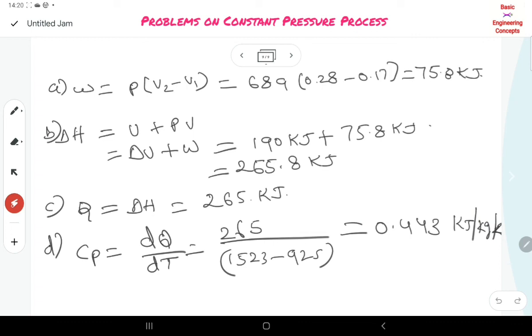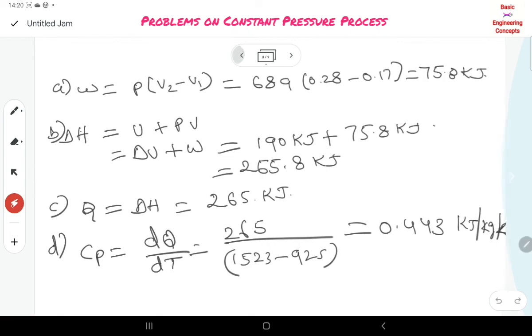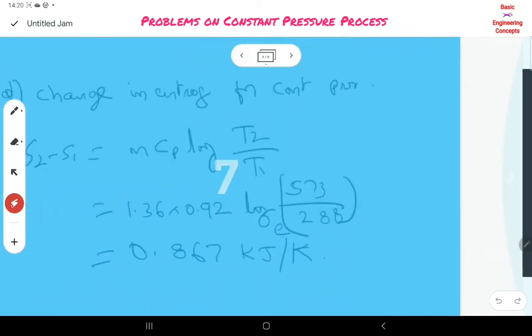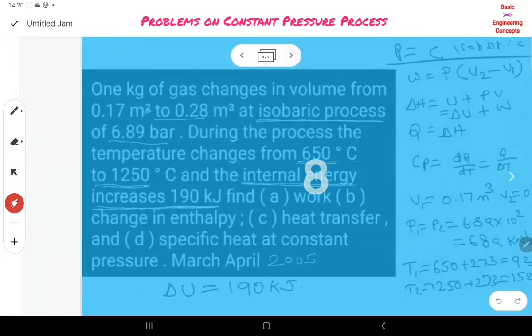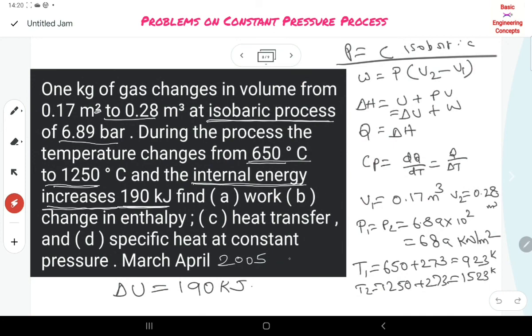If it is asked to calculate the change in entropy also, then it is very easy to find with the entropy formula, that is m Cp log T2 by T1. So m is given, Cp is already calculated, and T2 and T1 are there. Then you can calculate it if it is asked.